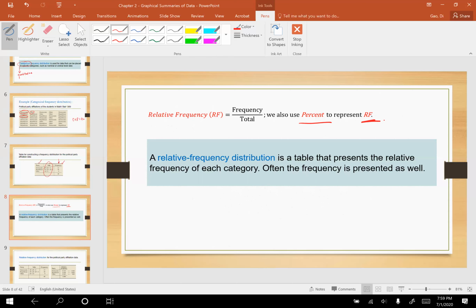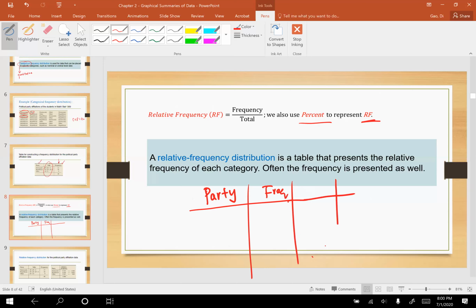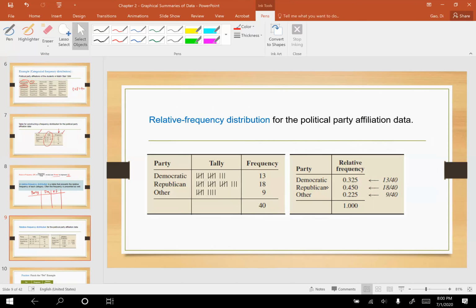We don't usually just present a relative frequency distribution. We always have the frequency and relative frequency together. So it's going to look like this, let's still use the party affiliation example. We have party, so you put the categories here, and then you write one column for frequency, and one column for relative frequency. That's the structure for the distribution.